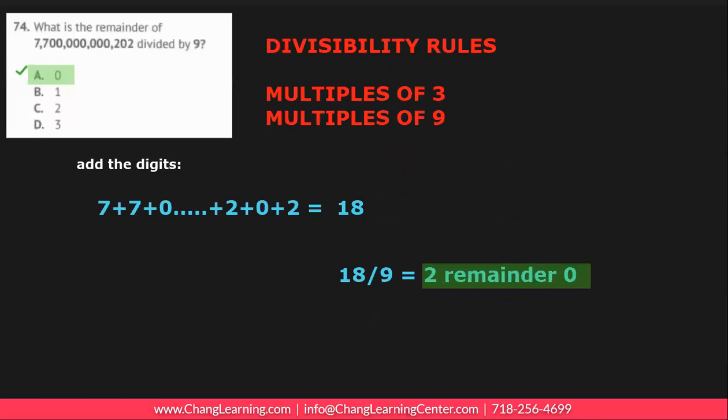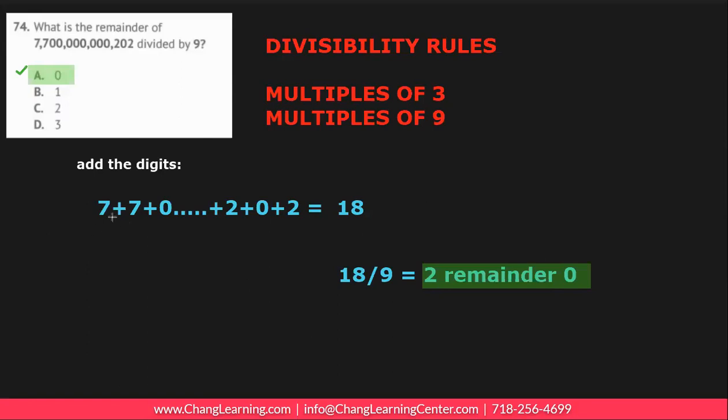Question number 74. What is the remainder of 7,700,202 when divided by 9? Well, from lesson 1, we had the divisibility rules. If you add the digits of a number and they're on the 3 times table, it's a multiple of 3. You add the digits of any whole number, and if the sum of the digits is a multiple of 9, then it's divisible by 9.